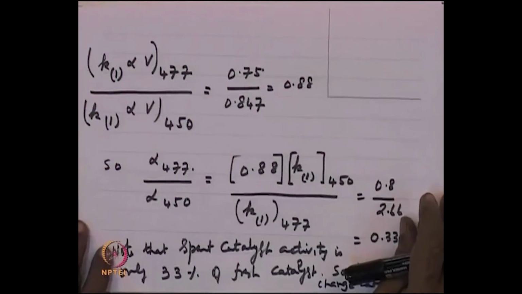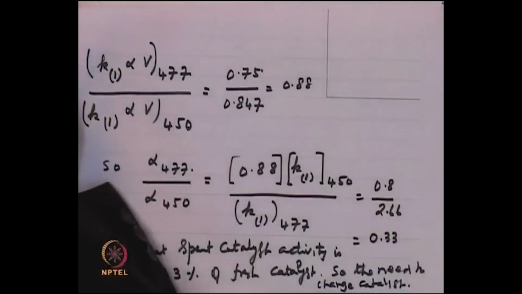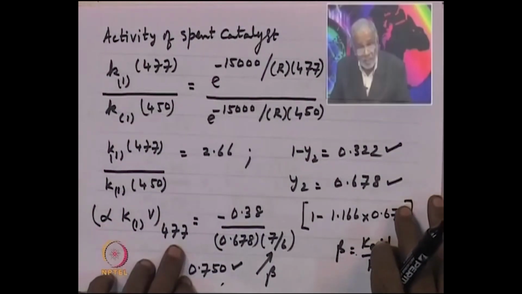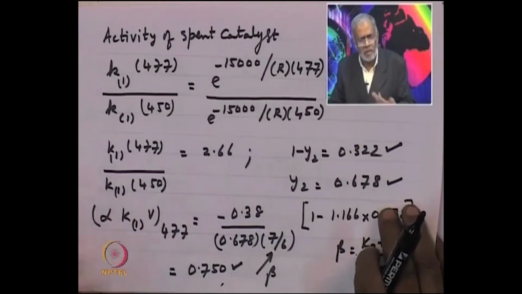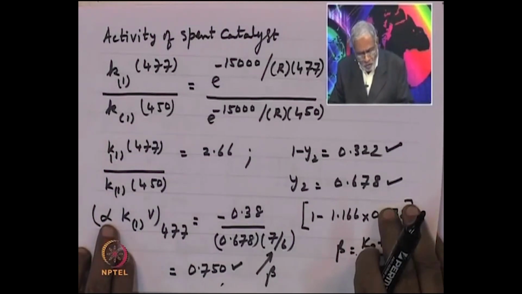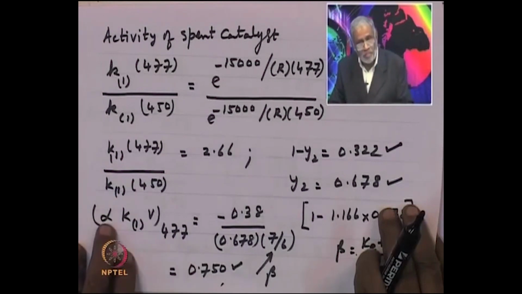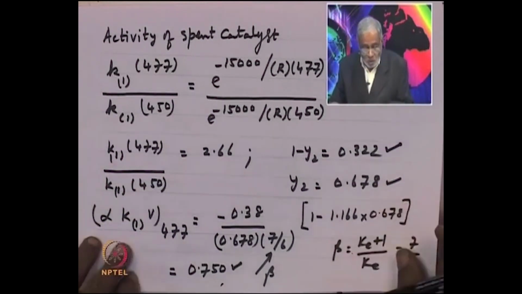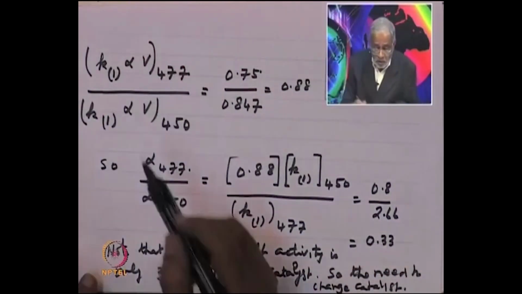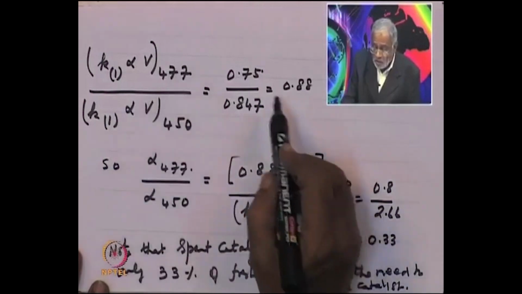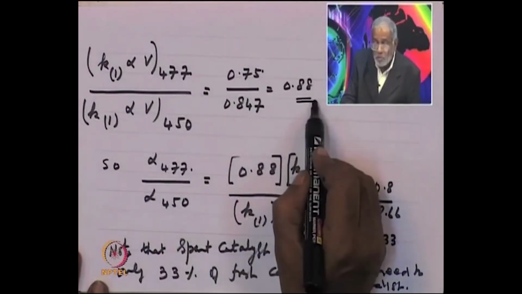Now before doing that, let us just go forward a little and find out what is the activity of spent catalyst, because notice here that this alpha is at 477. So we always like to express everything in terms of fresh catalyst. So we want to find out the value of alpha at 477, but we want to see what is alpha value with respect to our fresh catalyst. To do that, I have just found out K1 alpha V divided by K1 alpha V at 450, this ratio is 0.75 by 0.4, this turns out to be 0.88.